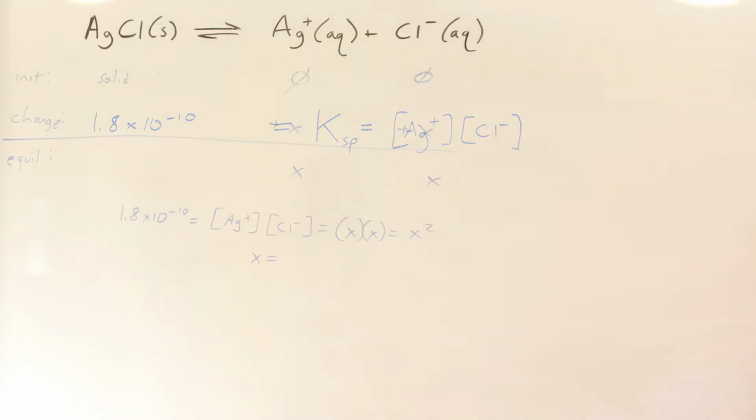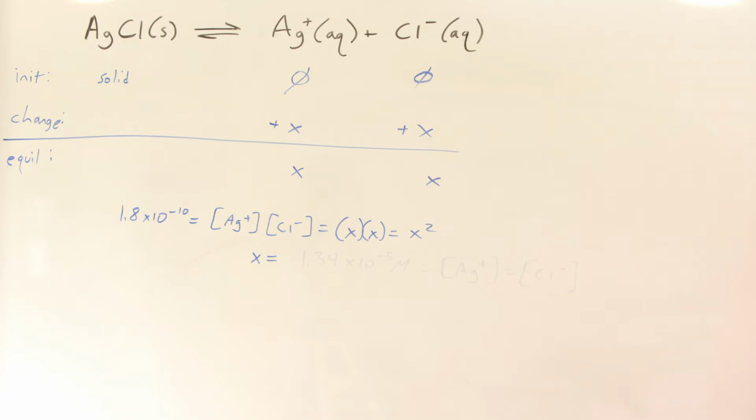Treating this as an equilibrium, it looks exactly the same as the equilibrium we've dealt with before, except there's no change in the solid side because that doesn't have a concentration. So the equilibrium expression is actually a little simpler. We only have two concentrations to deal with. In this case, they happen to be equal as long as we're starting from the solid. So we're looking at solving for x, and in this case, that's 1.34 times 10 to the minus 5 molar.